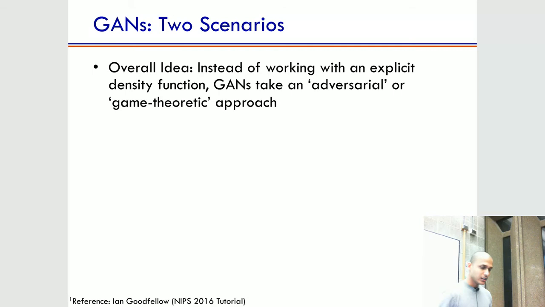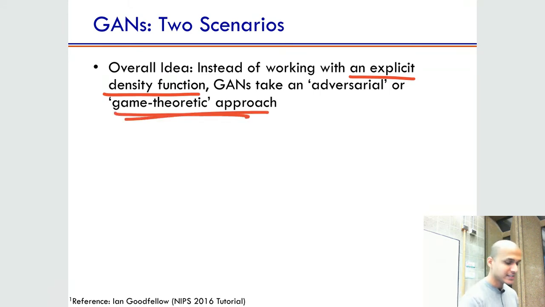So what is the idea? Again, we don't want to work with an explicit density function. We are not fitting a Gaussian or a mixture of Gaussians. What we're going to do is there's going to be some way, which is game theoretic, to get to this object where I input some usual randomness like a Gaussian and get an output sample which is going to be interesting.